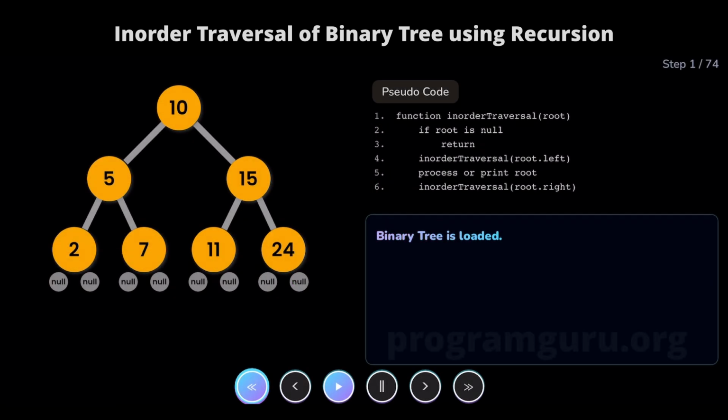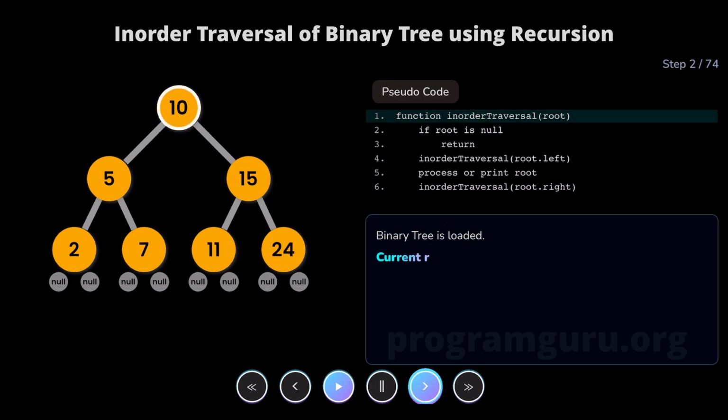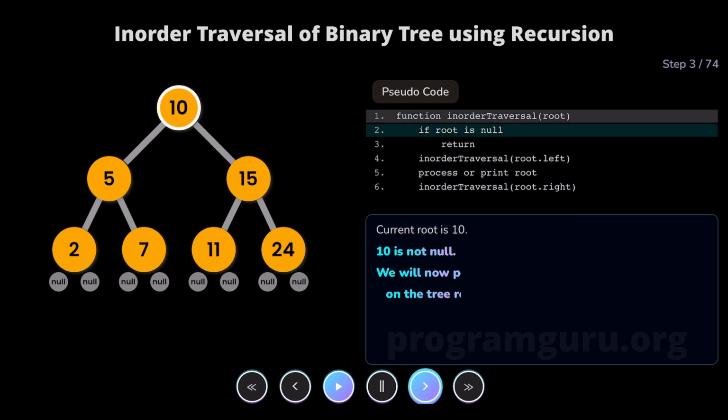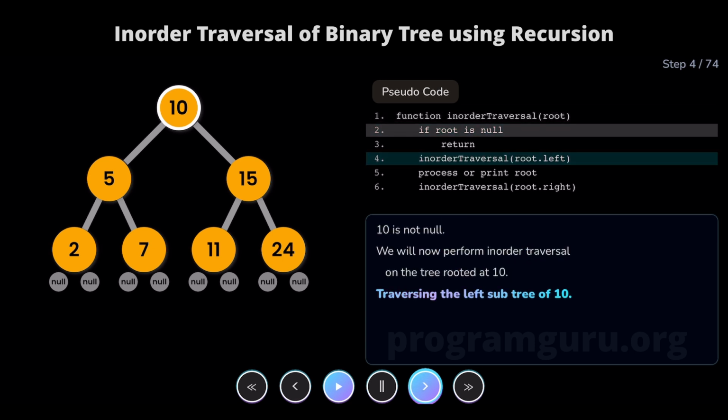Let's begin the traversal step by step. Current root is 10. 10 is not null. We will now perform in-order traversal on the tree rooted at 10, traversing the left subtree of 10.